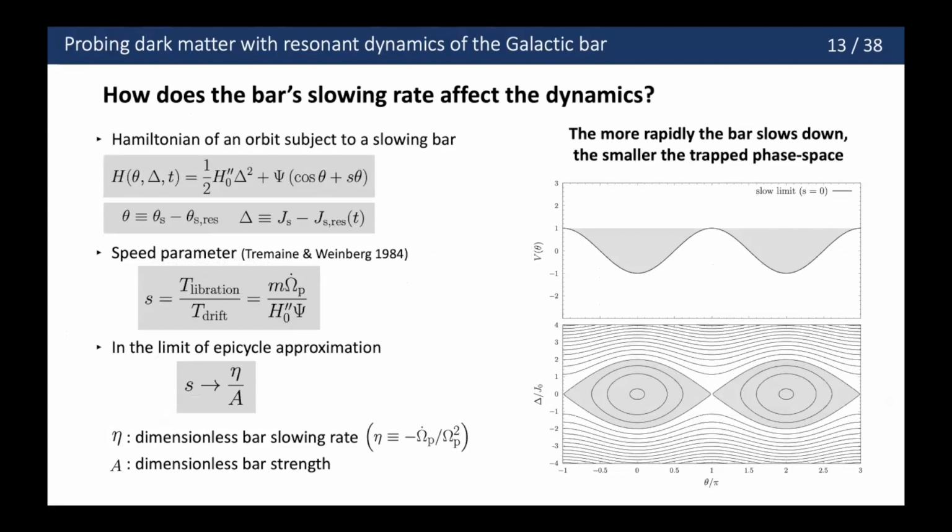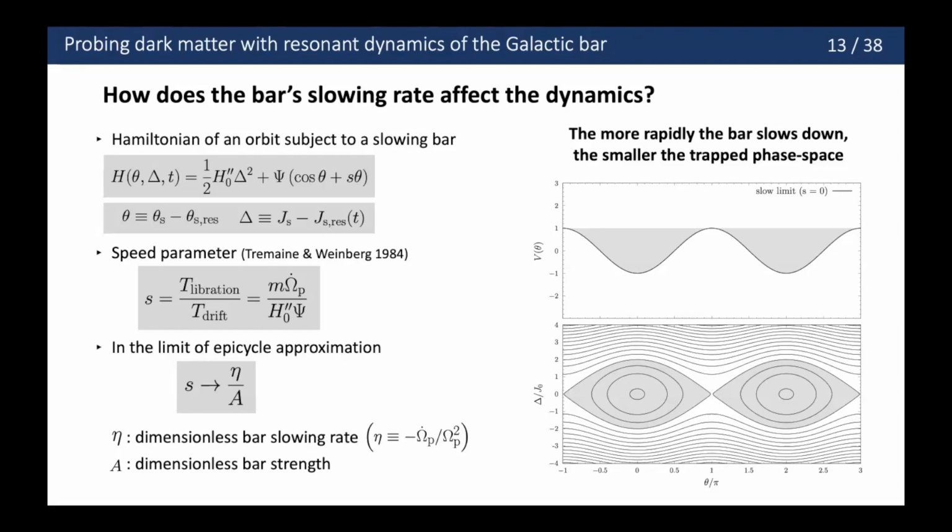So here is just a Hamiltonian of an orbit subject to a slowing bar. I won't go into detail, but you can see that it resembles a pendulum, where we have a kinetic term and a potential term that depends on the angle sinusoidally. But you can see that it also has a term that is linear in the angle, with a coefficient S, which we call the speed parameter. This is the parameter that describes the ratio between the vibration time and the time scale of the drift of the resonance. So when S is 0, this is the case where the bar is not slowing down.